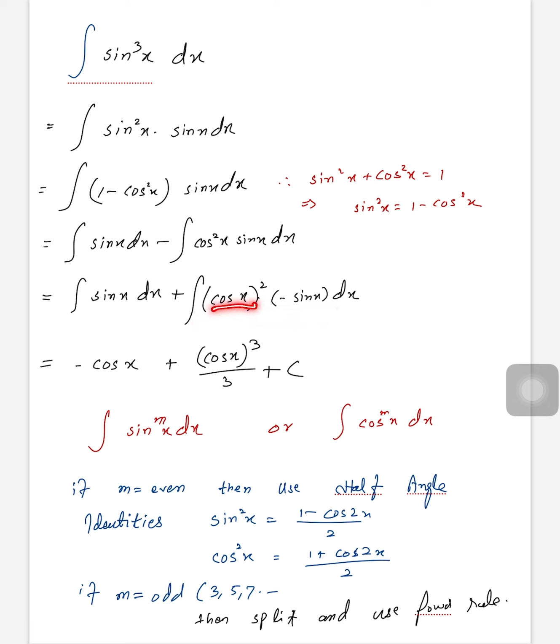So this is a function having power on it and its derivative exists here. So what will be its integration? We will increase the whole power and divide by the whole power, right?